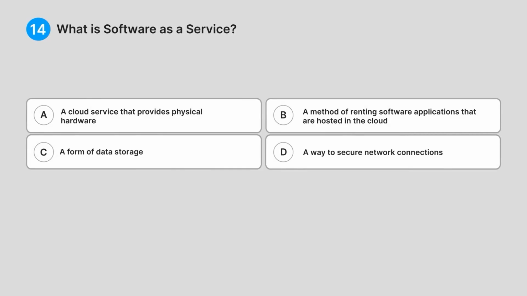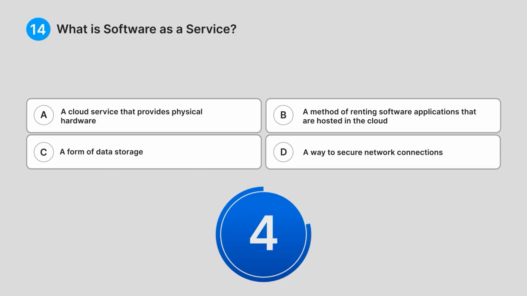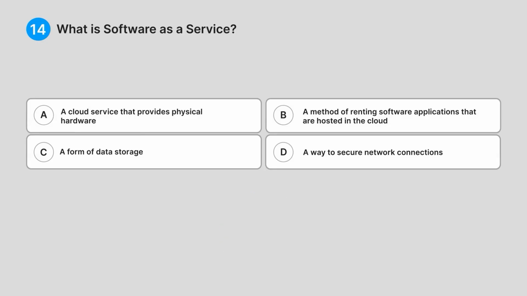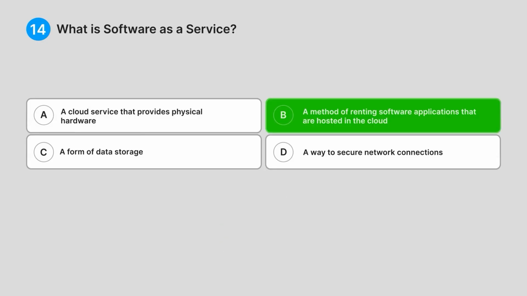14. What is software as a service? A. A cloud service that provides physical hardware. B. A method of renting software applications that are hosted in the cloud. C. A form of data storage. D. A way to secure network connections. Do you know the answer? Correct answer, B. A method of renting software applications that are hosted in the cloud.